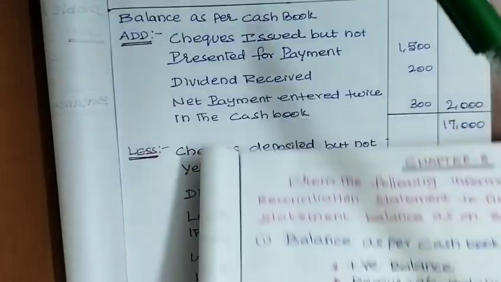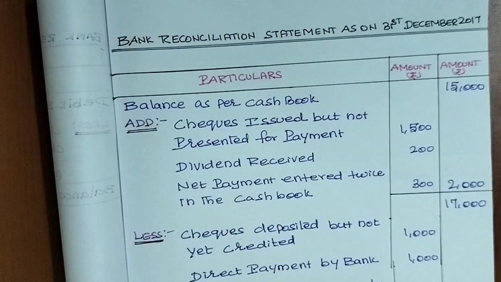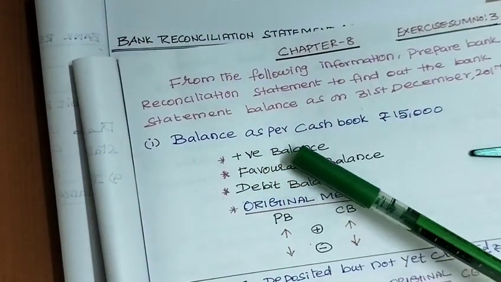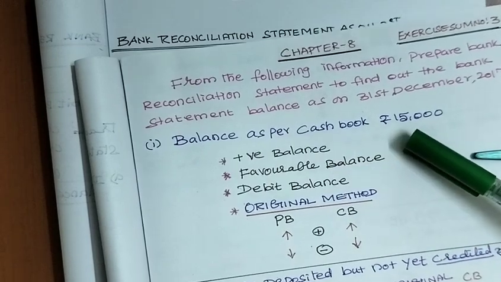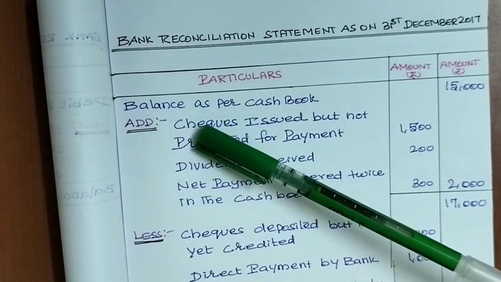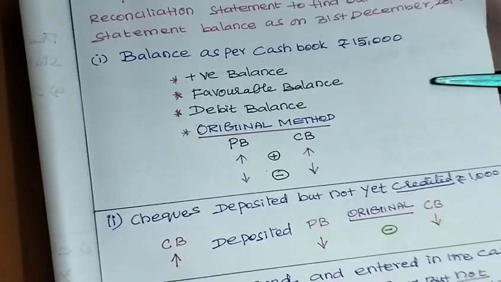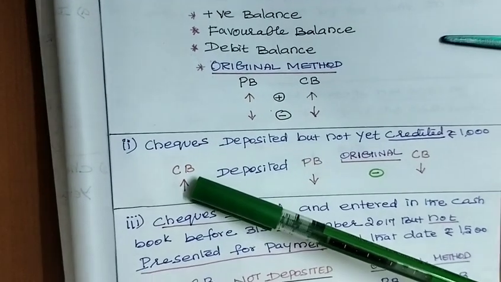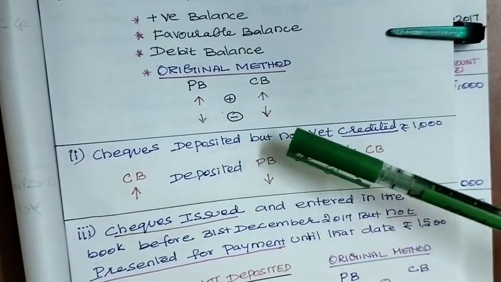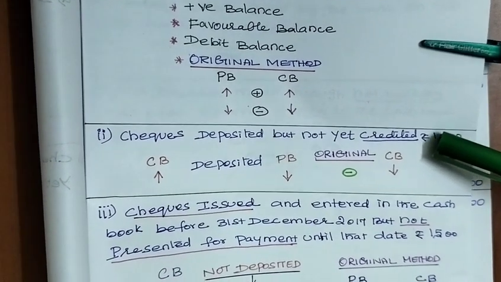Listen, we already prepared the format of the bank reconciliation statement. Now we are going to enter the balance as per the cash book, rupees 15,000 is to be entered here. Balance as per the cash book 15,000 entered. The next transaction is checks deposited but not yet credited, 1,000 rupees.